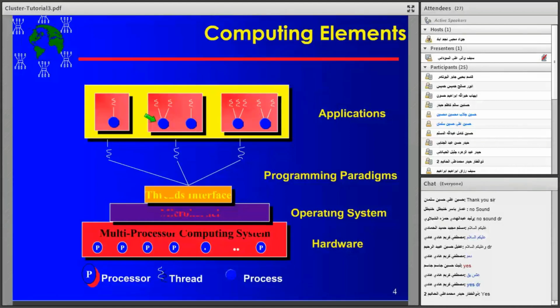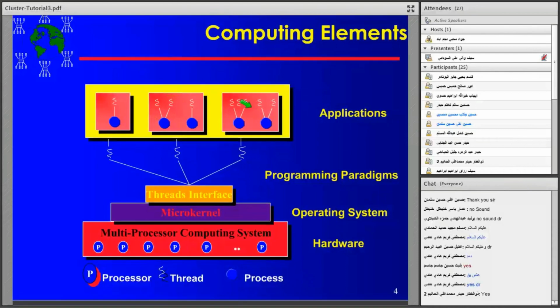Okay, so you can see some threads belonging to different processes and different applications, and these threads should be mapped to the thread interface. The thread interface is used to connect each thread to the microkernel, and the microkernel includes different modules. These modules can be used to map each thread to each processor, and the processor can execute them.